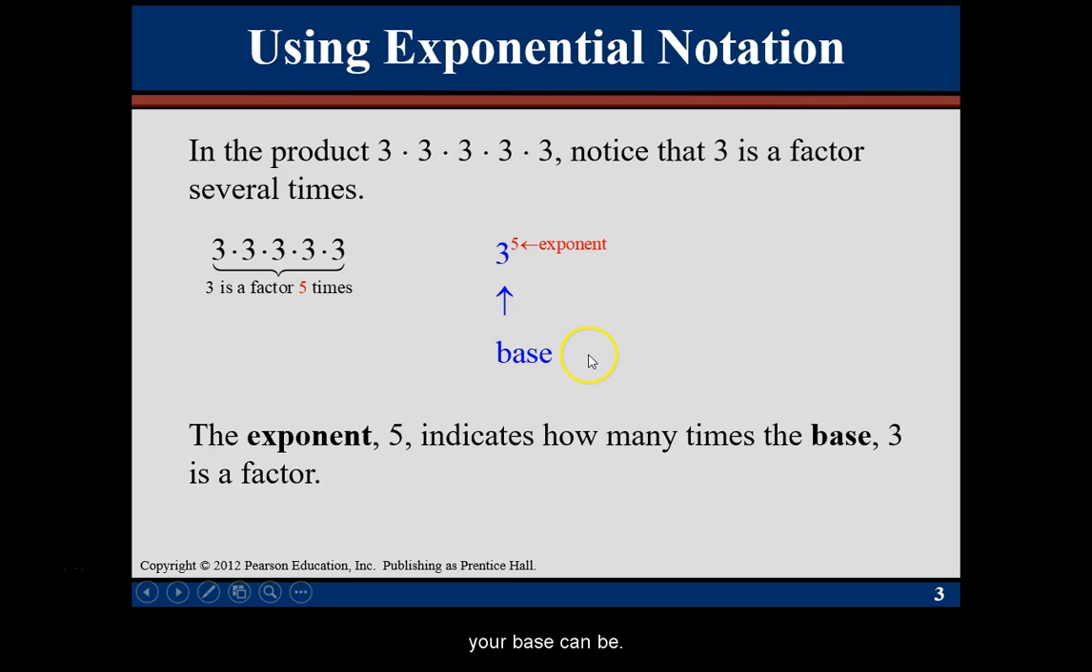Your base can be many different types of numbers. It could be a whole number, it could be a negative number, it could be a fraction, it can have a decimal in it. But your exponent will be a whole signed number, also known as an integer.